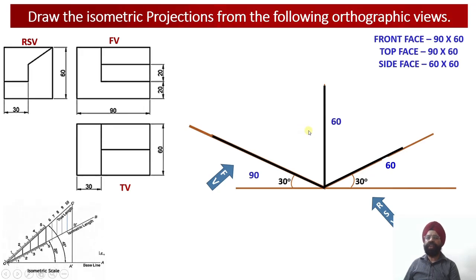Now in order to draw the isometric projections, the first thing: whatever true lengths are available from the orthographic views, we have to transfer all these true lengths onto the true scale, and the corresponding isometric lengths need to be evaluated. So once we evaluate all the isometric lengths corresponding to the true lengths available in the orthographic projections, only then can the isometric projections be drawn.